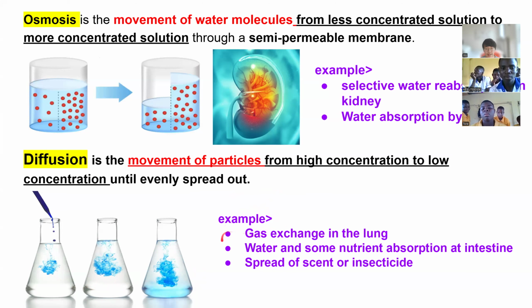More examples are gas exchange in the lungs, which occurs by diffusion; water and some nutrient absorption at the intestine, which occur by diffusion; and spread of scent or even insecticides, which are caused by diffusion. If you spray an insecticide in your room, it eventually spreads to the rest of the room by diffusion. Because first, it is very concentrated, but it moves to a place where there are no insecticides, so eventually everything will be spread out.